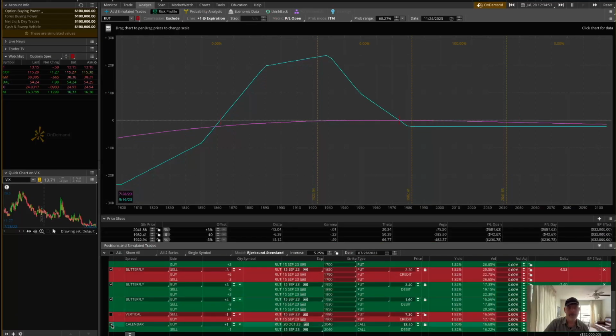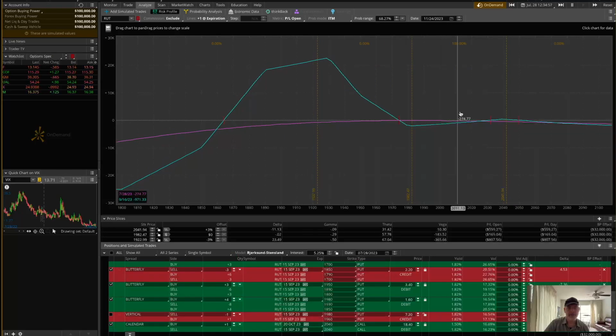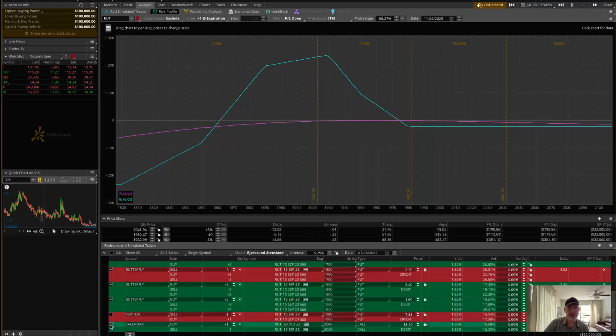Right, so here we are, no calendar. Here we are with the calendar. No calendar, with calendar. See, the purple line changes. It's subtle, but it's there. And our delta goes from -6 to flat. Theta actually goes up a little bit.